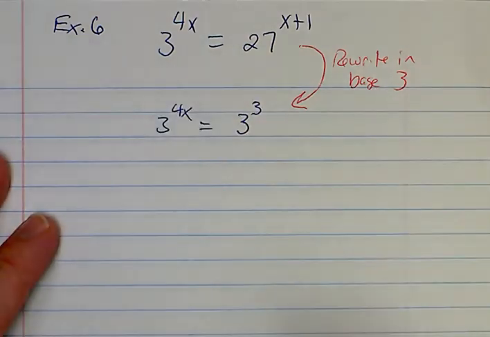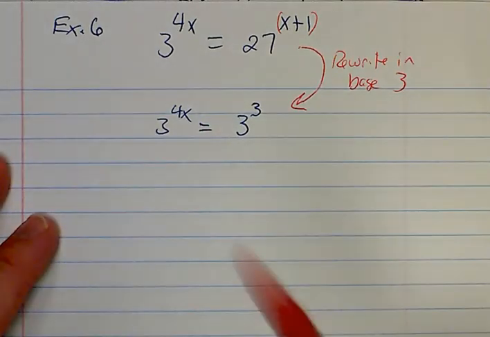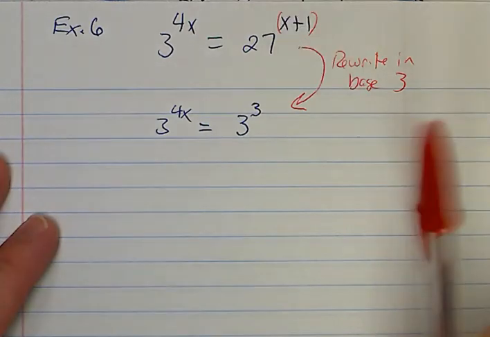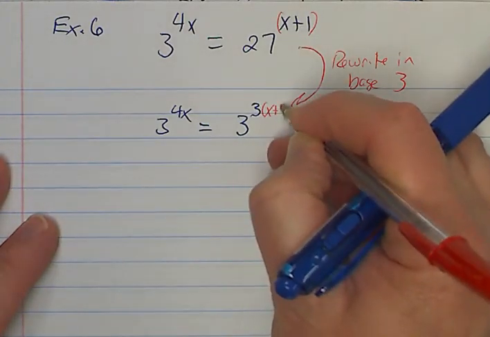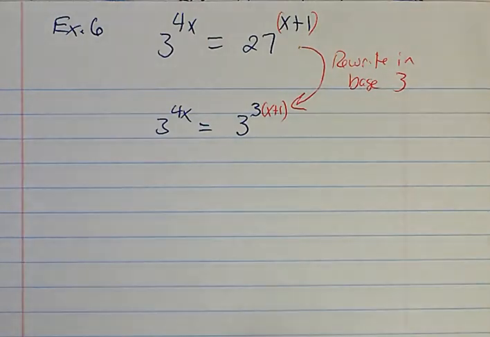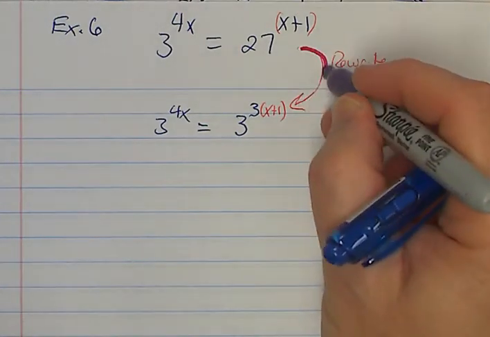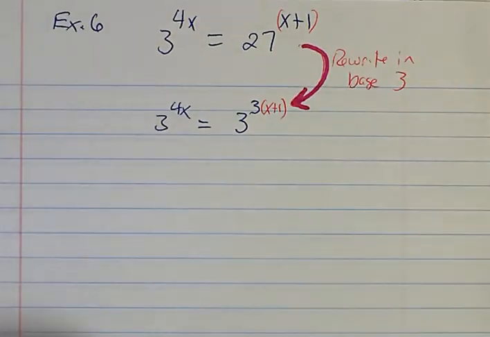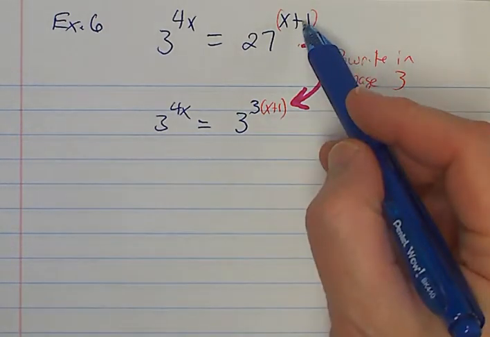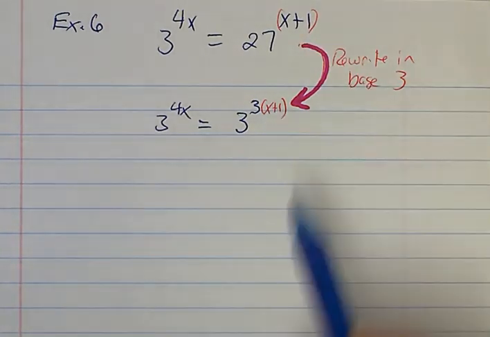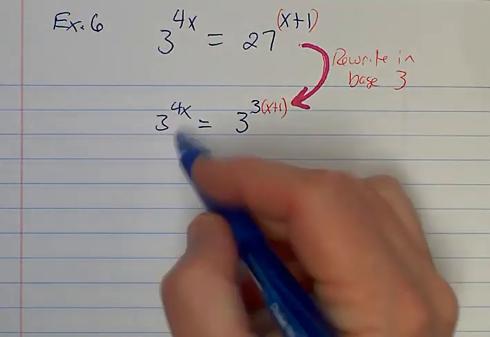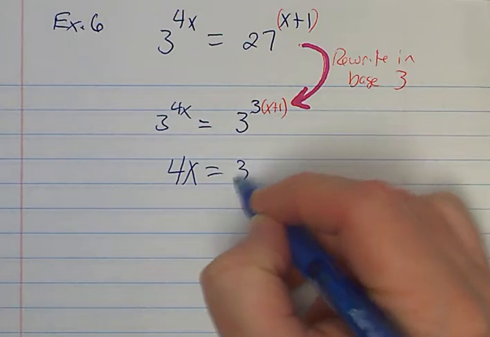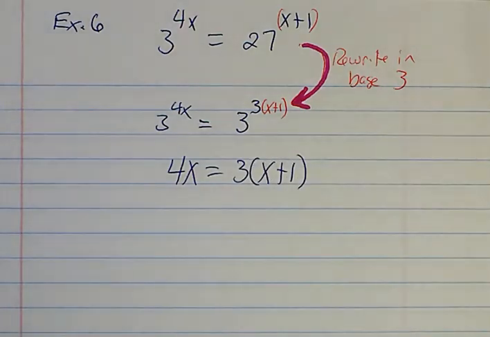Now, here's what makes it a little bit tricky on this one. With the x plus 1, it's almost like that's in parentheses here, because everything else so far, we didn't have any exponents over here. If this already has an exponent here, you almost have to leave it in there. So when you've got the x plus 1 in the exponent here, it has to still stay in the exponent. So really for that part, once you've got your bases the same, now you've got 4x equals 3 times x plus 1.